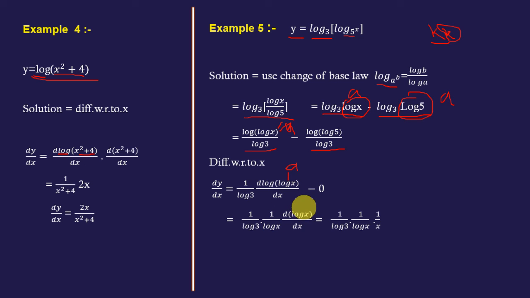Then the derivative of log x is again 1 upon x. So we get 1 upon log 3, the constant term, into the derivative of log of log x, which is 1 upon log x, into the derivative of log x, which is 1 upon x. That is dy by dx is equal to 1 upon x into log x into log 3, which is the derivative of this function. Here we have used the laws of logarithm, that is the change of base property.